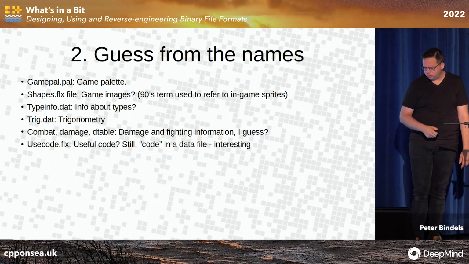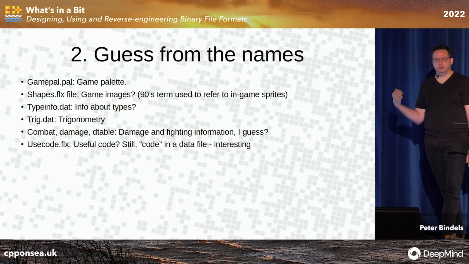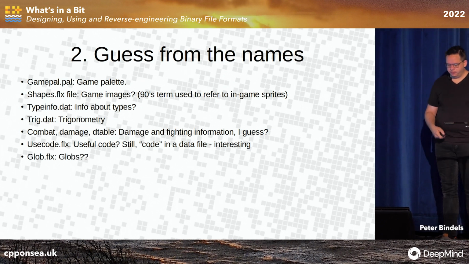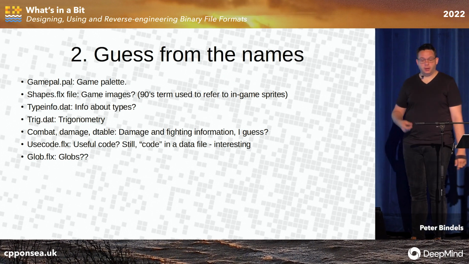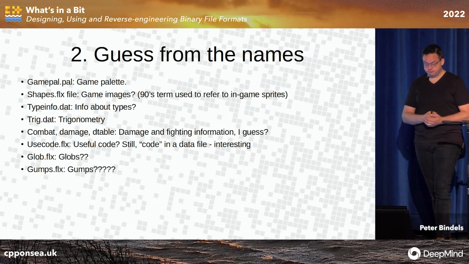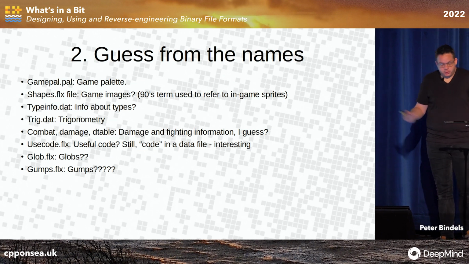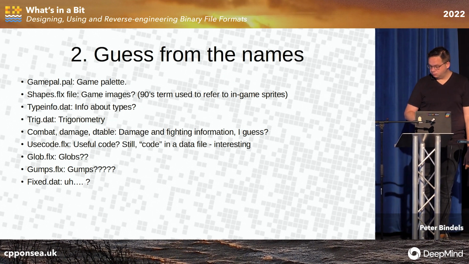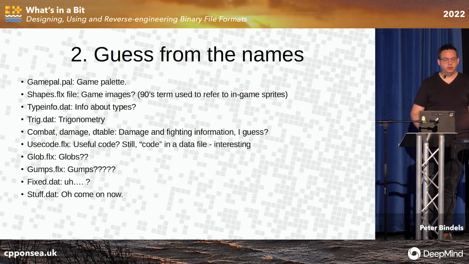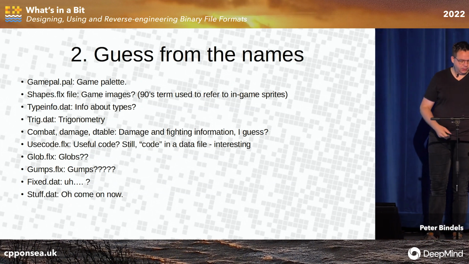We have use code. Use code? I'm guessing that's code, but it's code in a data file. It's weird. We have globs. I'm guessing these are globs. We have gumps. Gumps. And there's fixed stuff. And then there's, well, stuff. Okay, this is not helpful.